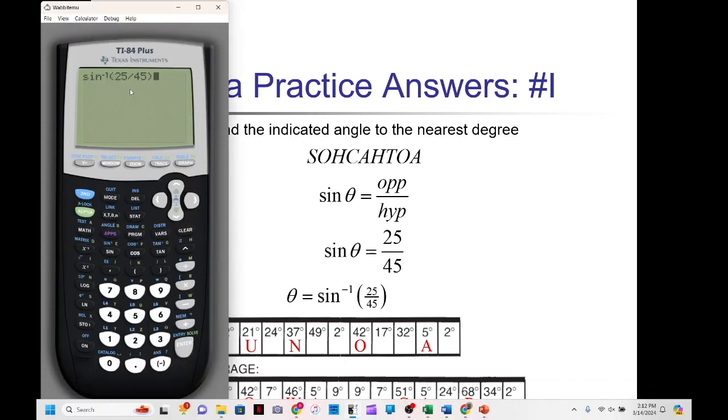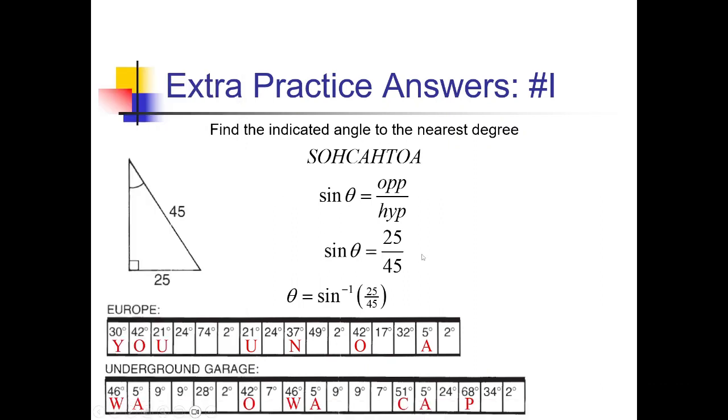So plugging all that in gives us about 34 degrees, 33.7 and some change. So 34 for I. I see a 34, let's see, where is one of those? Right there, just one of those. You would think there'd be more I's, but I guess not.